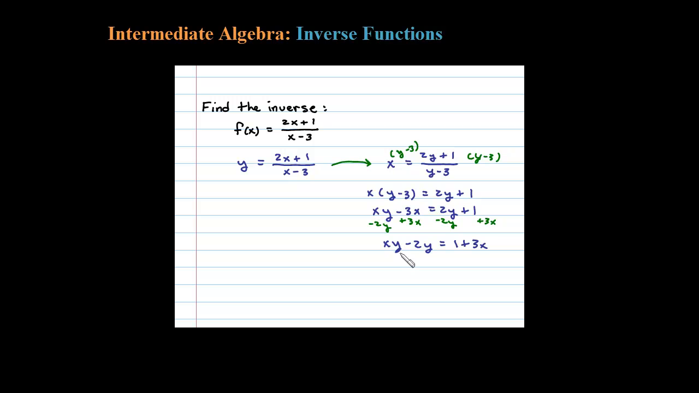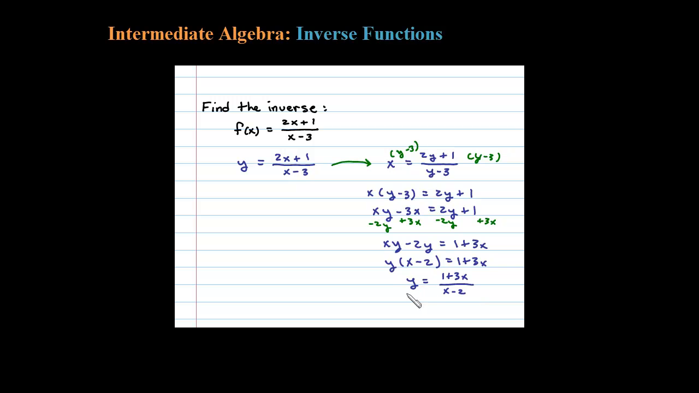Okay, and this is the key. Do you see how y on the left side is now a GCF? So if we factor that out, what we'll be left with is x minus 2. Okay, so we can get y by itself now by dividing both sides by the quantity x minus 2, and that'll leave us with y equals 1 plus 3x over x minus 2.